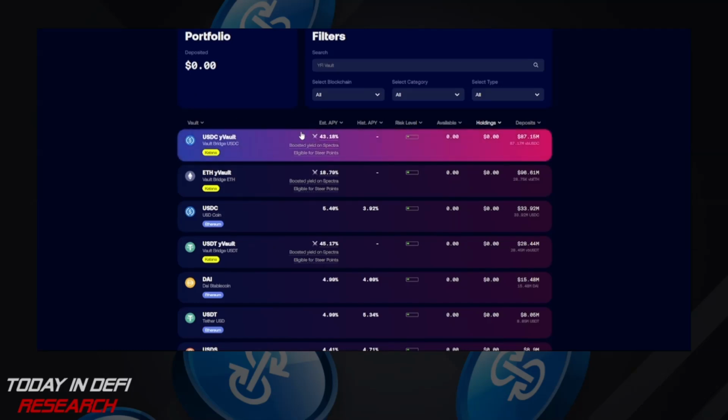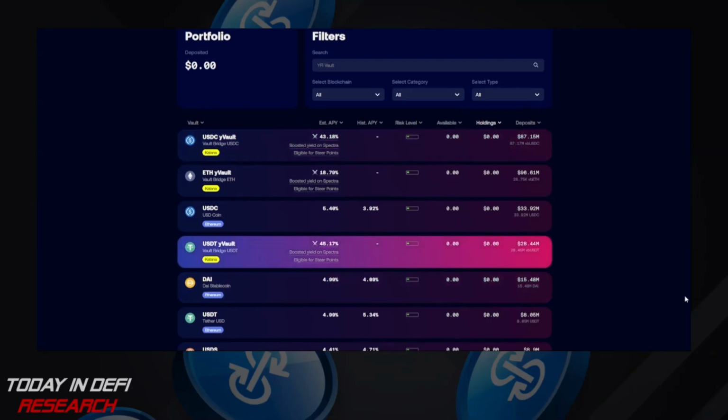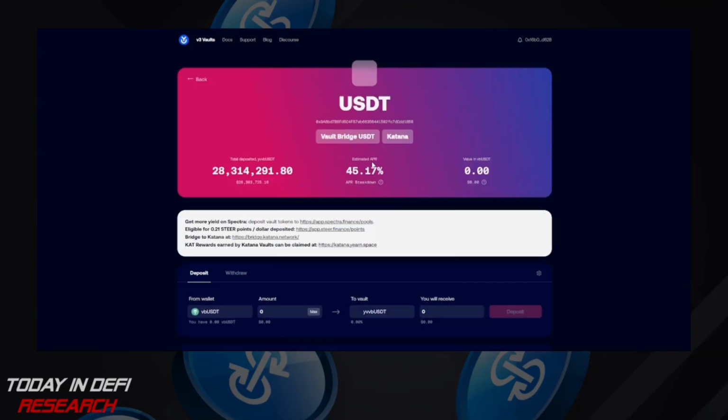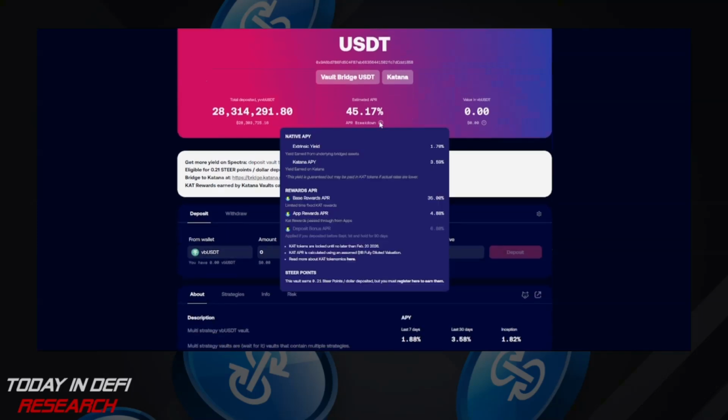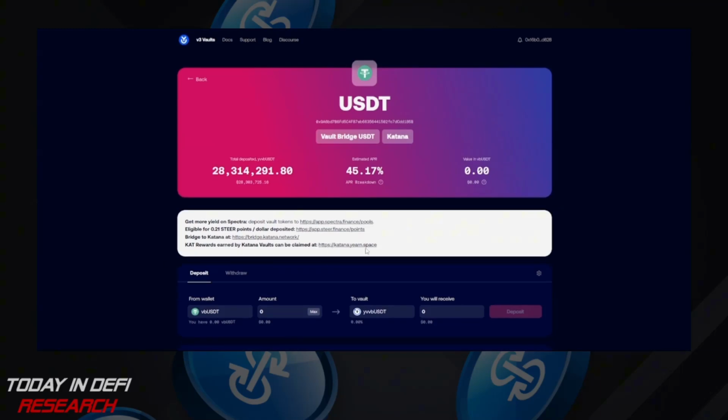What we're doing here, for example, is trying to deposit into this USDT yVault, which is giving you around 45%. This may be really high, but if you look at the APR breakdown for Yearn, they're being transparent about the APR source of the asset and of the vault. For example, 1.7% is from extrinsic yield, the yield earned from the underlying bridged assets. This farm is a little bit complicated. It's on Katana, a newer chain that I believe just launched this year.